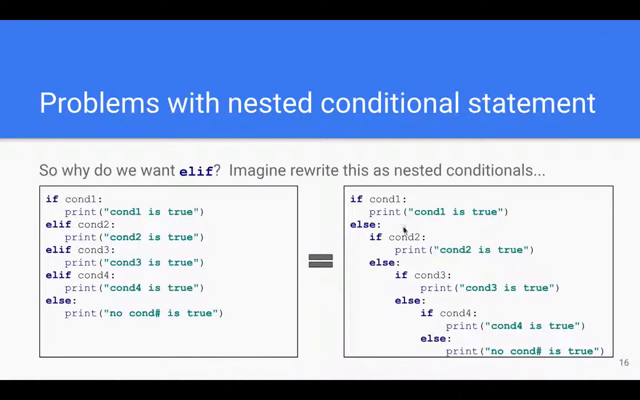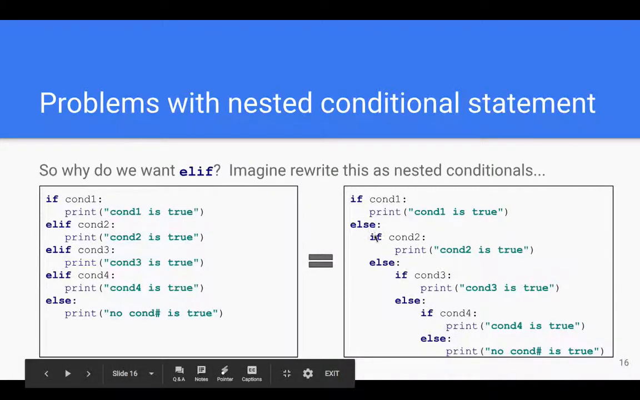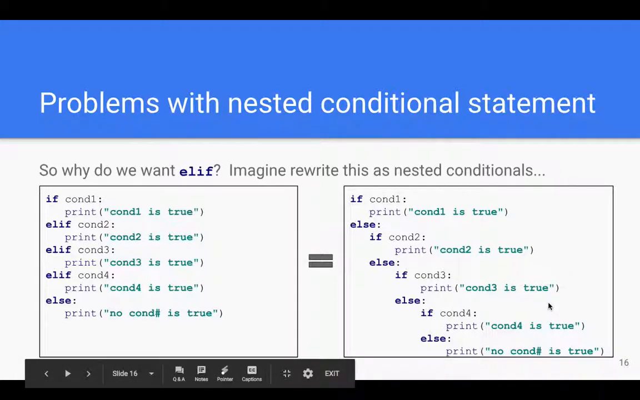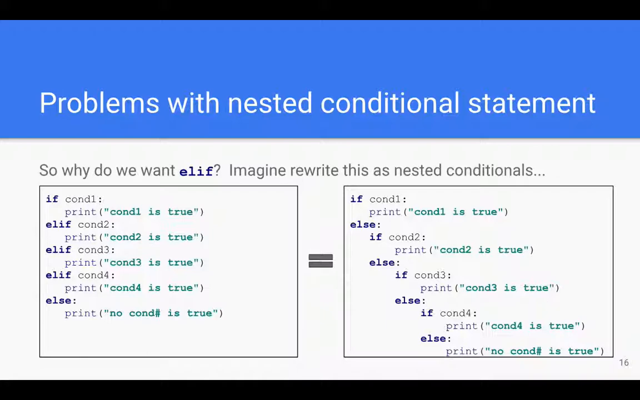Right? This reads, okay, if condition one is true, else if condition two is true, we say condition two, else if condition three is true, then condition three, and so on and so forth. So if you read through this, it reads exactly like the version using elif. But if you look at this piece of code, at least to me, it looks pretty ugly, and for at least two reasons.